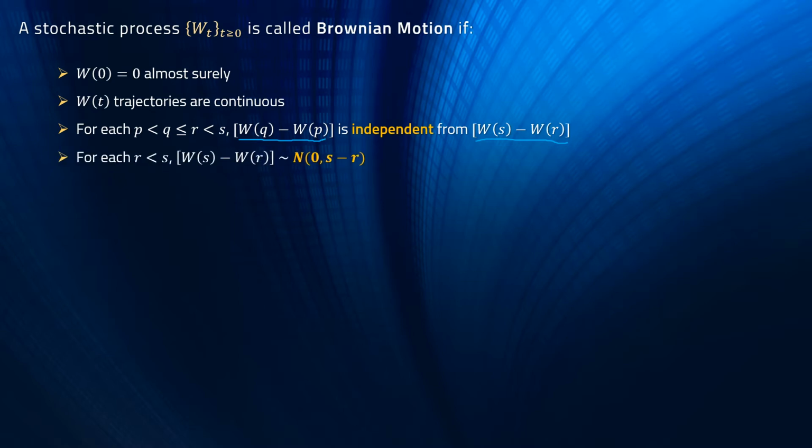The fourth property says that for each r less than s, the increment related to s and r, which is Ws minus Wr, should be distributed like a normal variable with mean equal to 0 and variance equal to s minus r. This is a very important property and we will use it extensively in the next presentation, and I think also in the next videos.